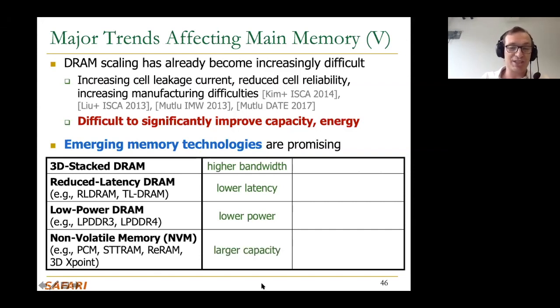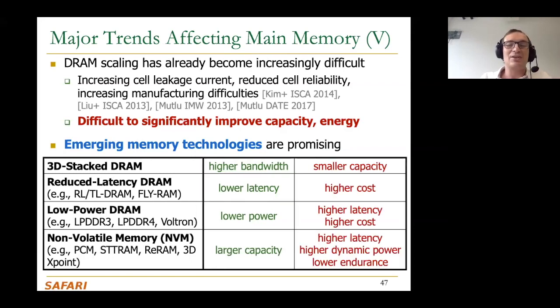And I've given you the most salient upsides of these different technologies, some of which are based on DRAM, as you can see. But unfortunately, there is no technology that has only greens. Basically, all of them provide a trade-off, and these are the most salient trade-offs. For example, in 3D stacked DRAM, bandwidth is traded off for capacity, and maybe you get logic computation capabilities. In reduced latency DRAM, again, latency is traded off with cost and capacity. Lower power DRAM provides you higher latency and higher cost. And non-volatile memory, depending on the memory technology, even though you may get larger capacity, you may also get larger latency, endurance problems, and dynamic power problems.